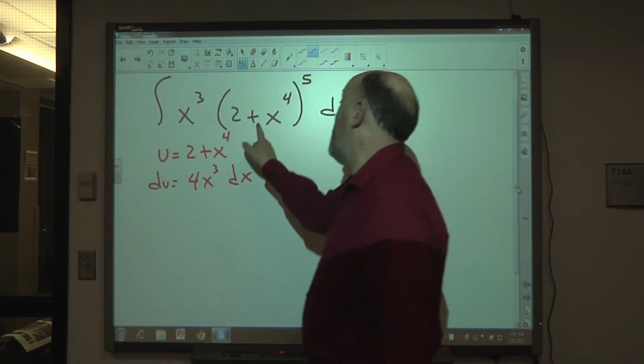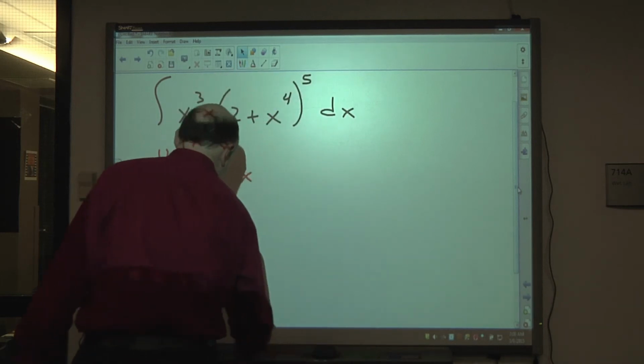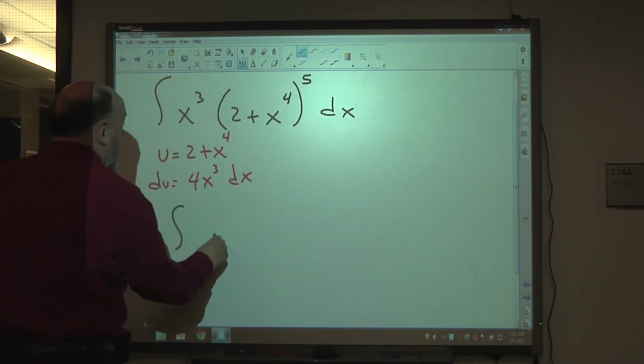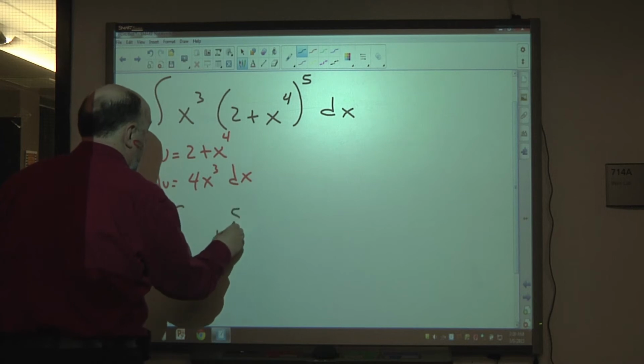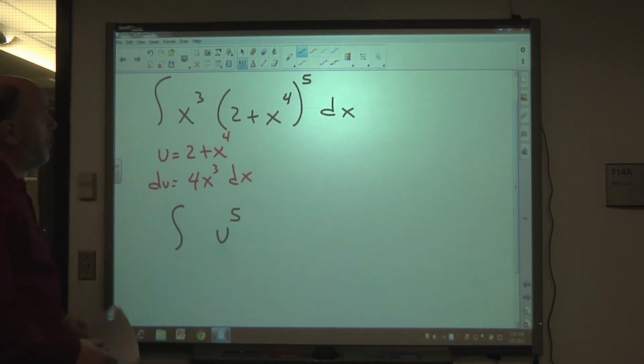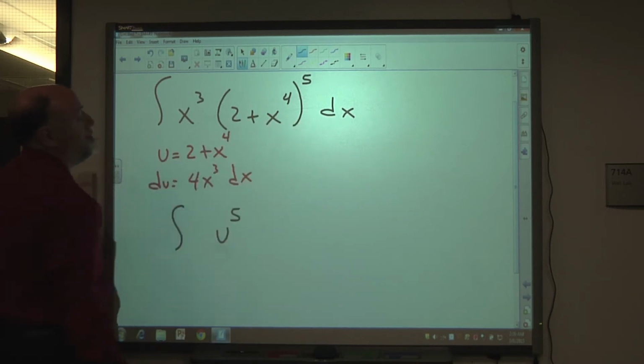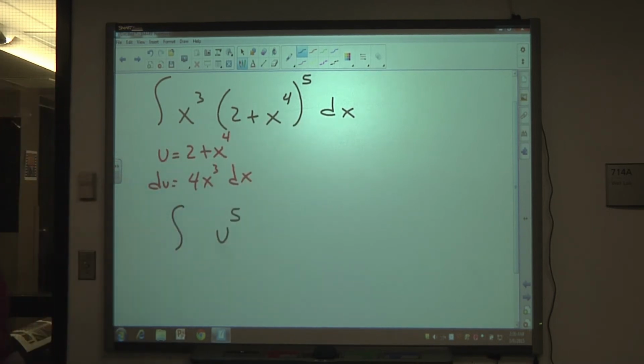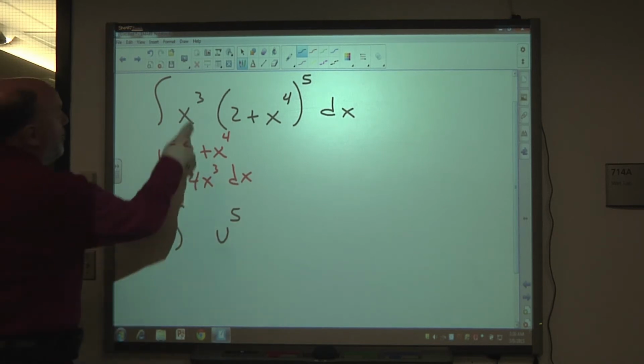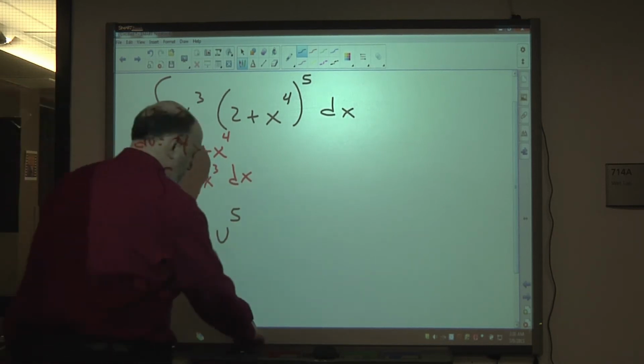So we're going to take this out, plug this in. So we're going to integrate. We're going to have u to the 5th, okay? My du here is 4x cubed dx. The original is x cubed dx. So now we have to figure out what we're really going to multiply this by in order to make this look like this.